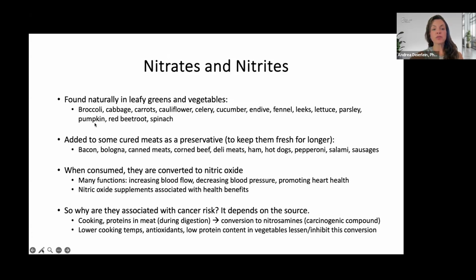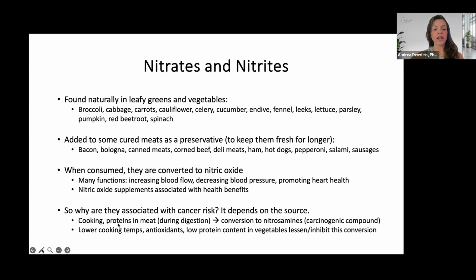When we consume nitrates, they are converted to nitric oxide, and this is associated with many health benefits. You can actually buy nitric oxide supplements. There are many functions associated with nitric oxide, including promoting heart health. But at the same time, we know that they have been associated with a cancer risk. And the reason why is that it depends on the source.